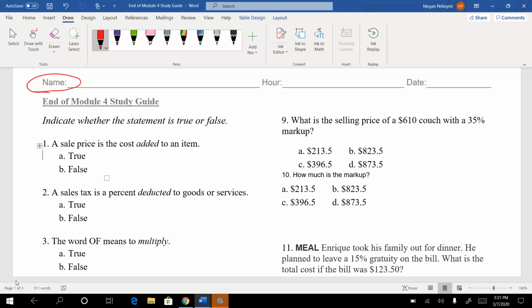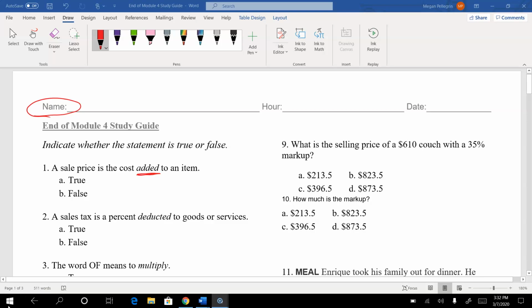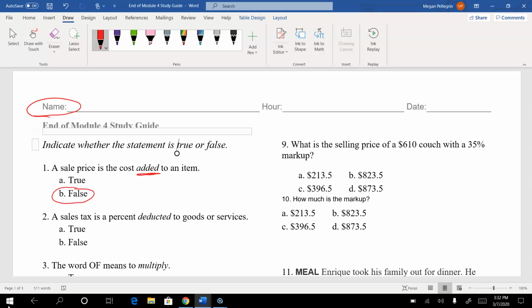So number 1, a sale price is the cost added. And so you can see that word is italicized to help you a little bit. A sale price is the cost added to an item. So we know sale price is after we have had money taken off, and so we're going to say false. Number 2, a sales tax is a percent deducted. Okay, deducted means taken away to goods or services. In a sales tax, we know tax is added on, so this is also false.